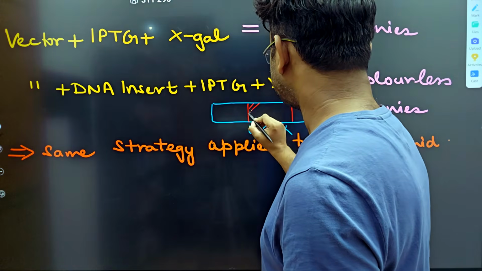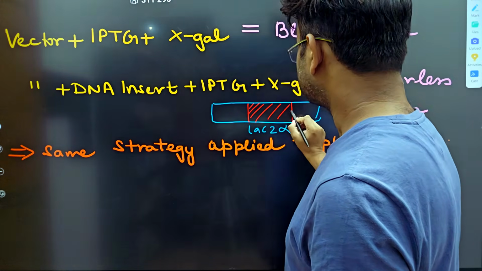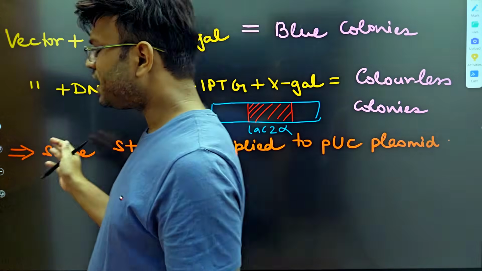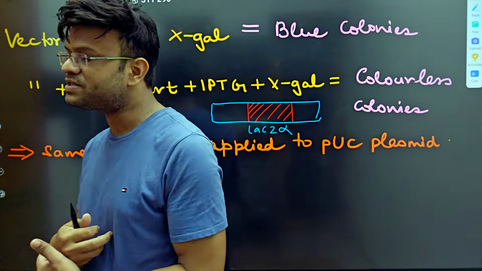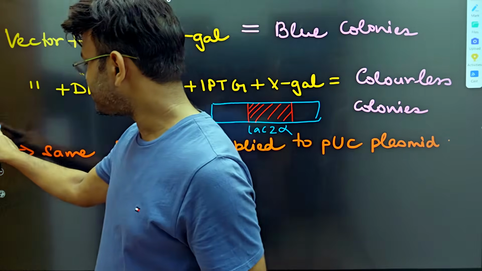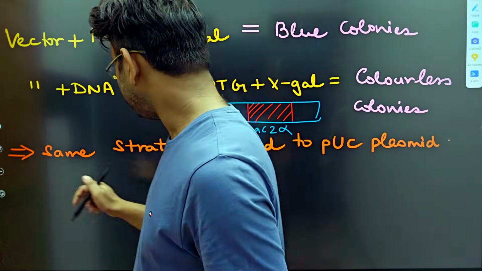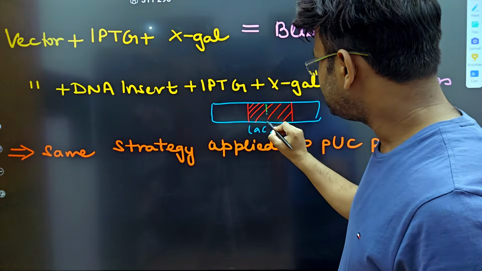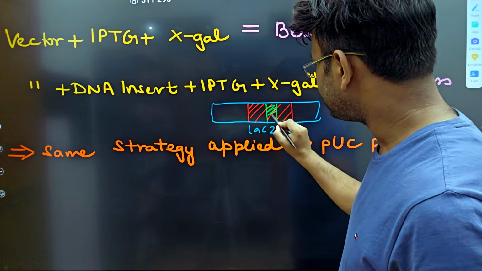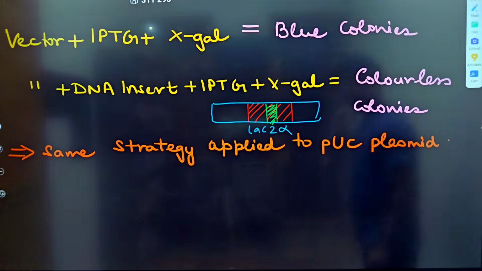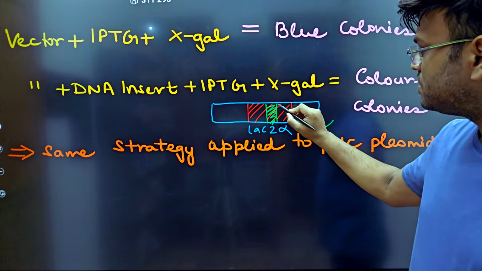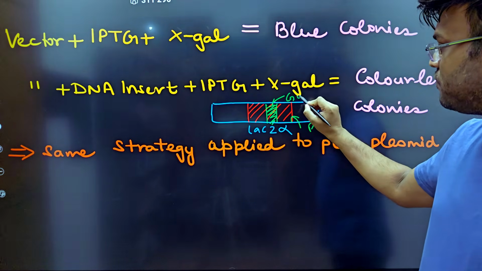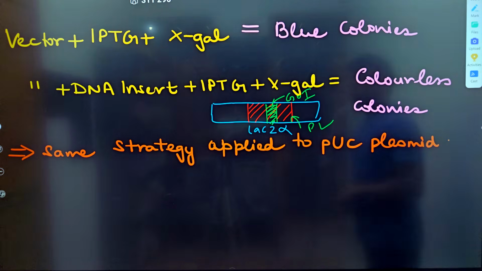This is a polylinker, and because I've said that this polylinker has multiple restriction sites, utilizing the multiple restriction sites inside the polylinker, we can put our gene of interest somewhere over here. So this is my gene of interest. This is your polylinker and this is your gene of interest. So this is what we are talking about.